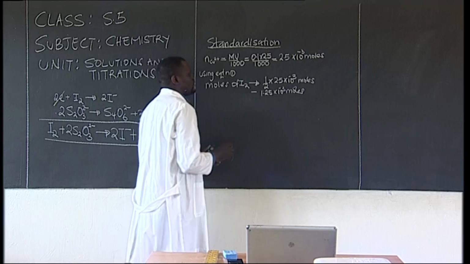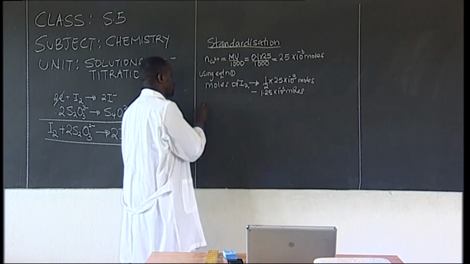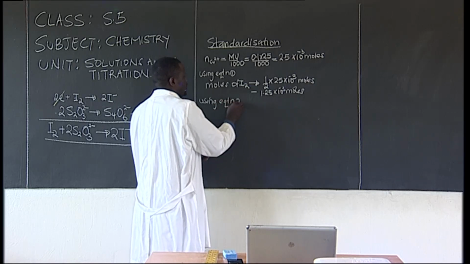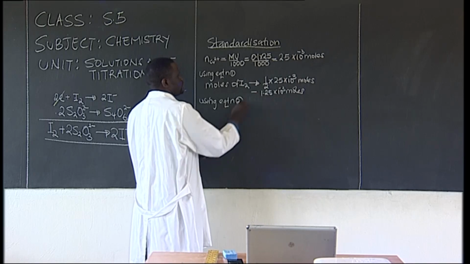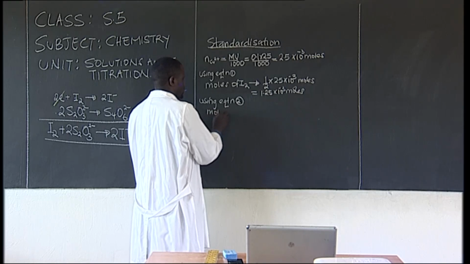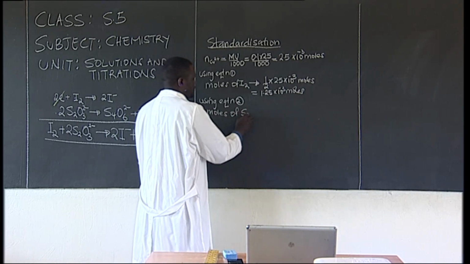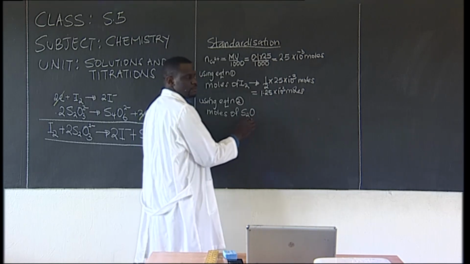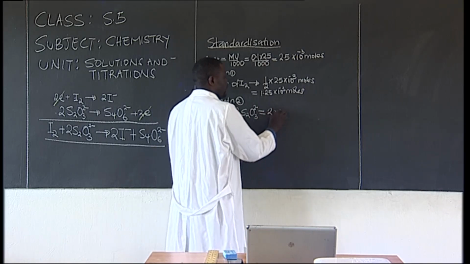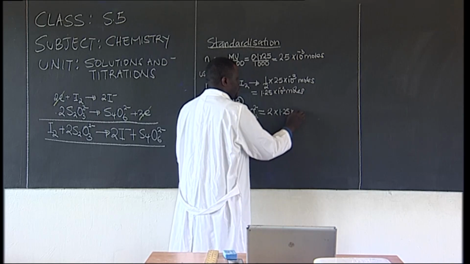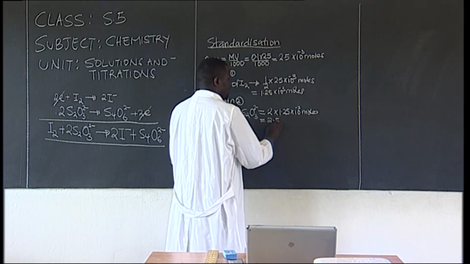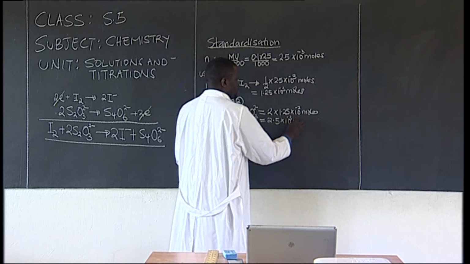Then we move to the second equation. Using equation 2, moles of thiosulfate: this time we are going to multiply by 2. We say 2 times 1.25 times 10 to the power negative 3 moles, so our answer will be 2.5 times 10 to the power negative 3 moles.